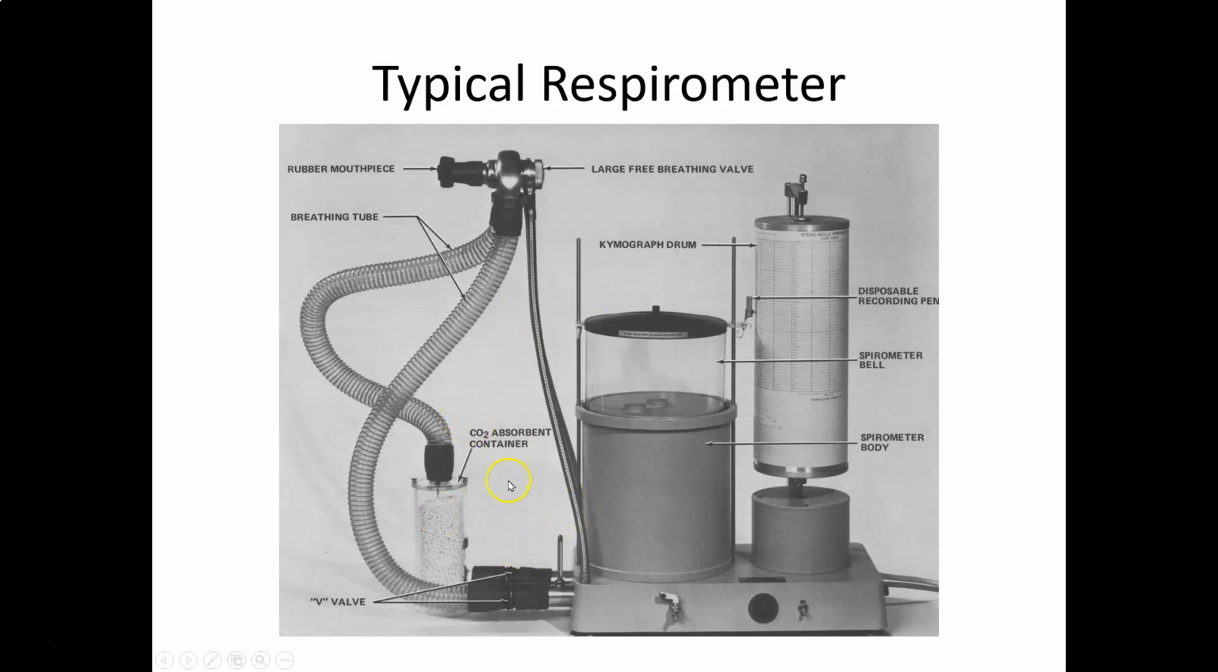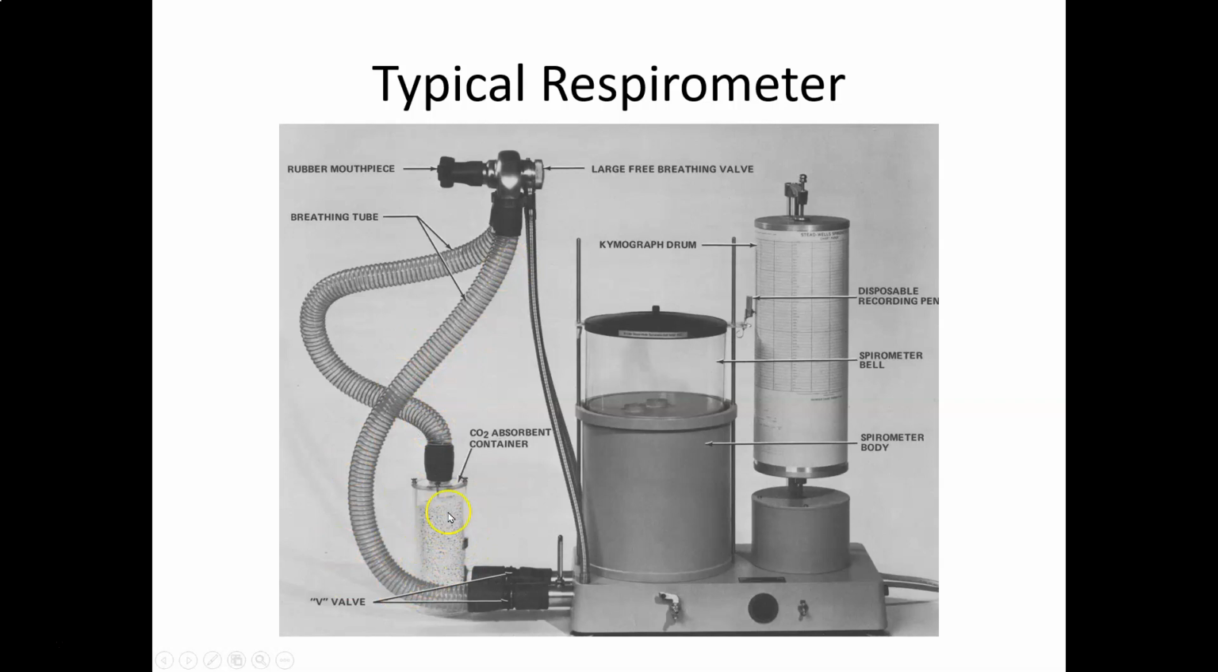Number one, we have these tubes that lead to a mouthpiece. This mouthpiece looks like a snorkel that you'd breathe through, and you'd wear a nose clip. The valve has little things you can turn so that you can have the person breathe room air or into the bell. You've got these tubes.